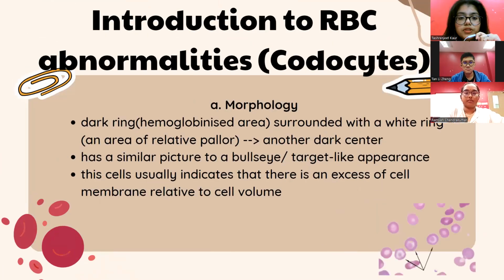Next, we'll move on to the introduction to the kodocytes, the morphology. Kodocytes are also known as target cells. They are red blood cells that have the appearance of a shooting target with a bull's eye. Red blood cells have a dark ring surrounded with a white ring, followed by another dark ring, dark center, giving it a bull's eye or target-like appearance. These cells usually indicate that there is an excess of cell membrane relative to cell volume.